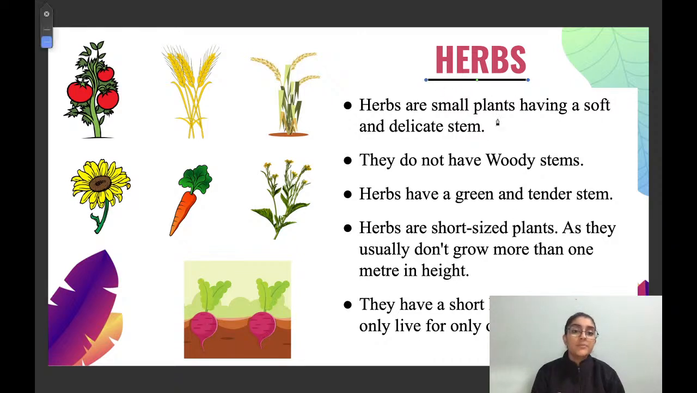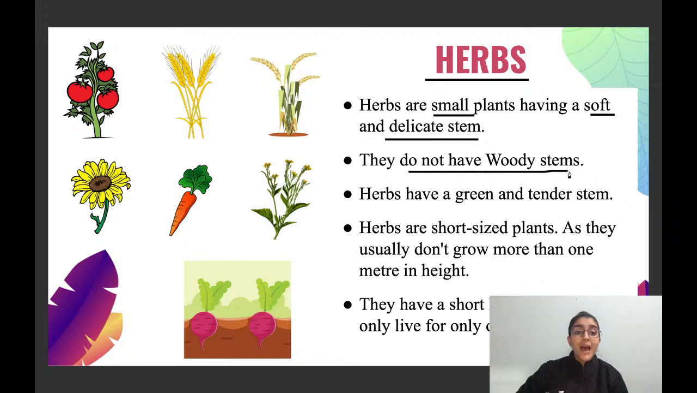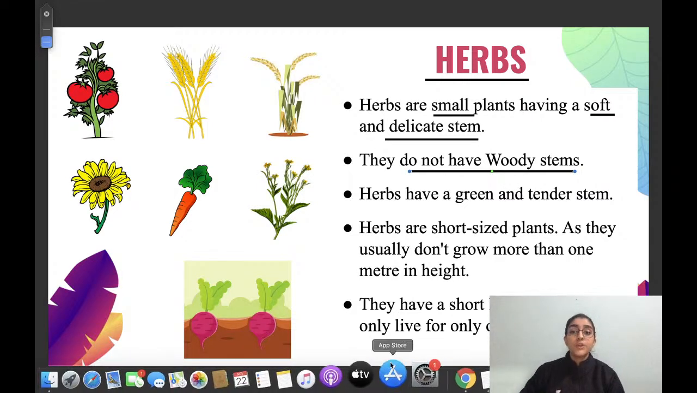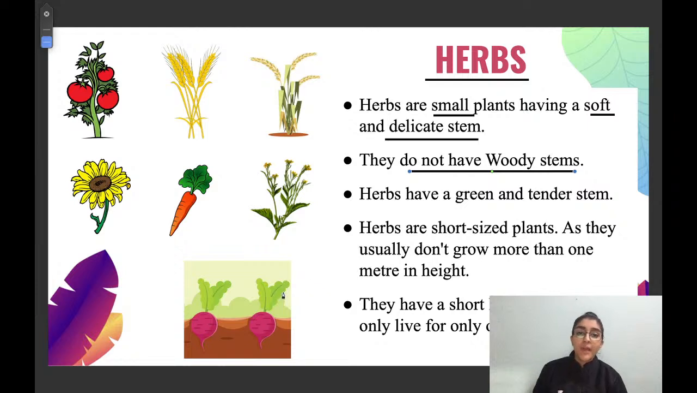So herbs are the plants which are small, having soft and delicate stem. Herbs do not have woody stems. So make sure that whenever you see a small cute plant that is quite delicate, you know that is a herb. Such plants like tomato or wheat or rice, they do not grow that much in length and they are very soft and delicate. They have green and tender stem and they are absolutely short sized.